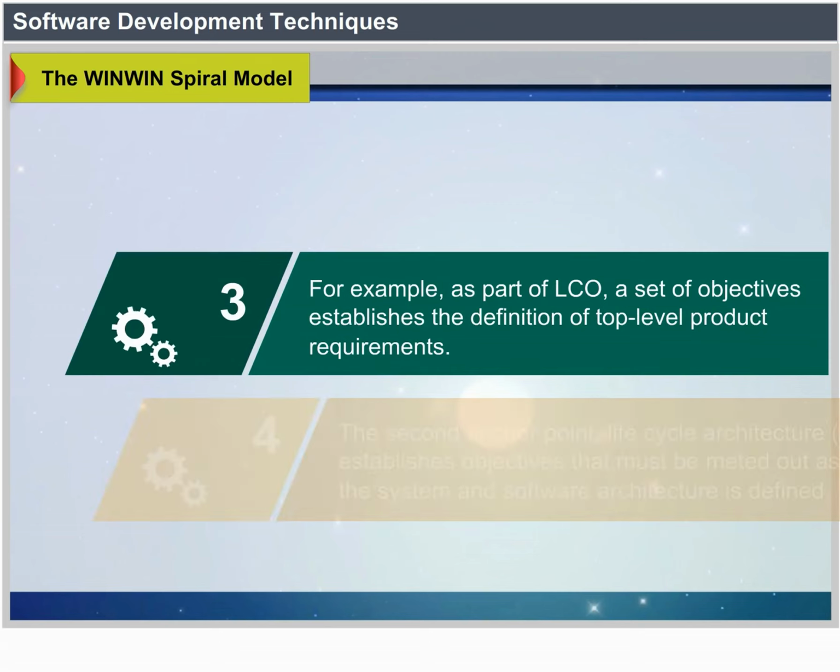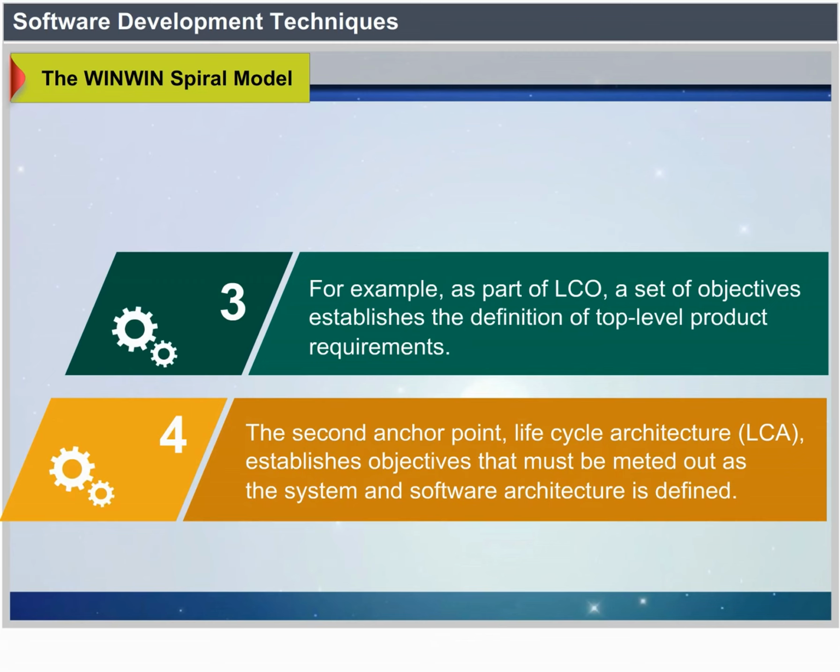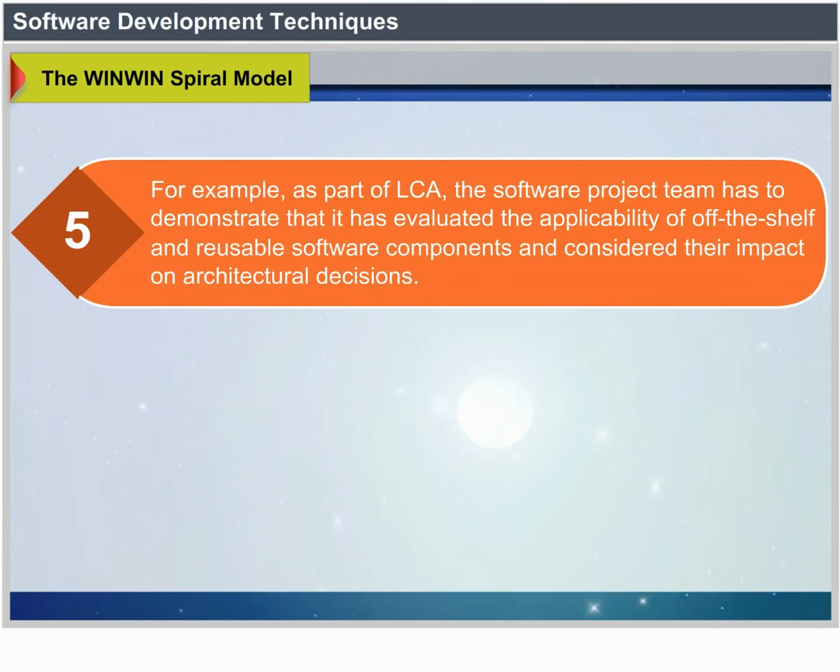The second anchor point, Life Cycle Architecture (LCA), establishes objectives that must be met as the system and software architecture is defined. For example, as part of LCA, the software project team must demonstrate that it has evaluated the applicability of off-the-shelf and reusable software components and considered their impact on architectural decisions.